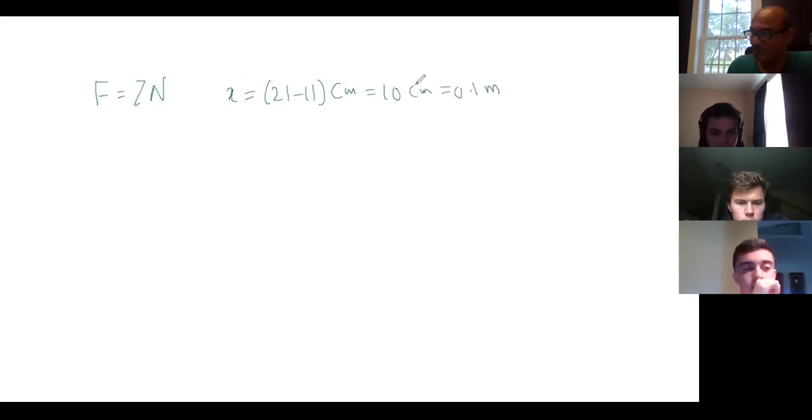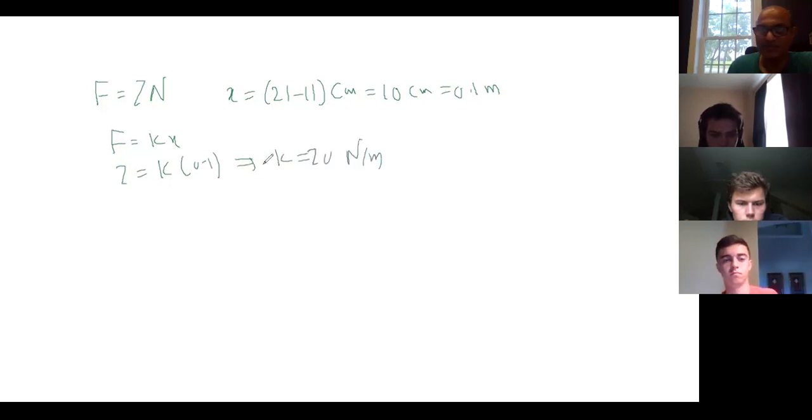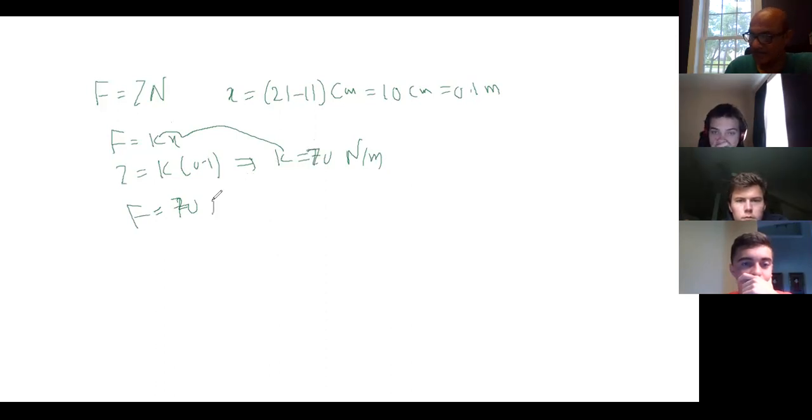Now F is equal to Kx. It is given in terms of newtons, so just keep it like this, and here we converted to meters, so x is 0.1. So this implies that my K is equal to 70 newton per meter. Agree? Just go back and plug that value of K over here. That means I'm going to get F equal to 70x, right guys?